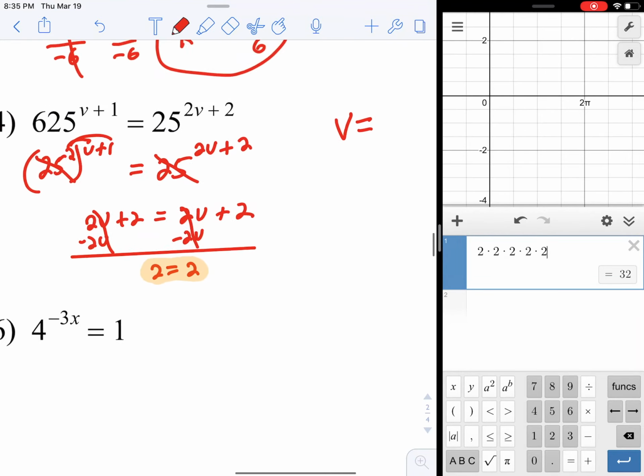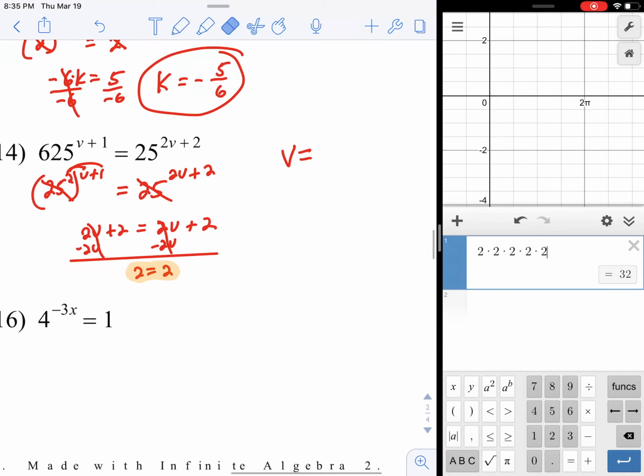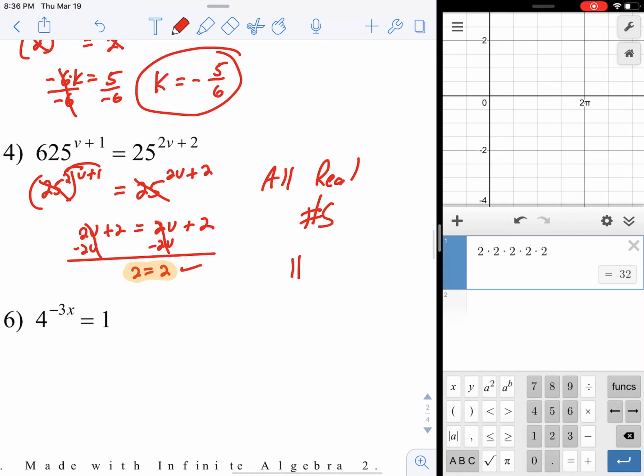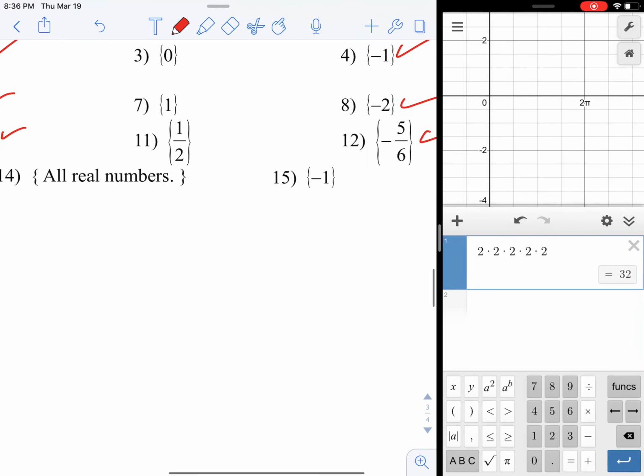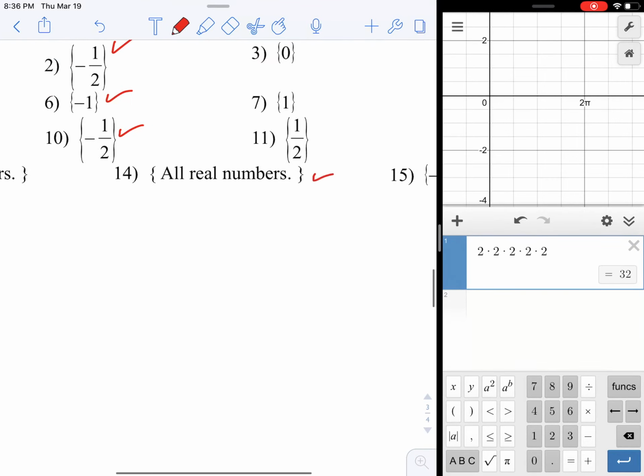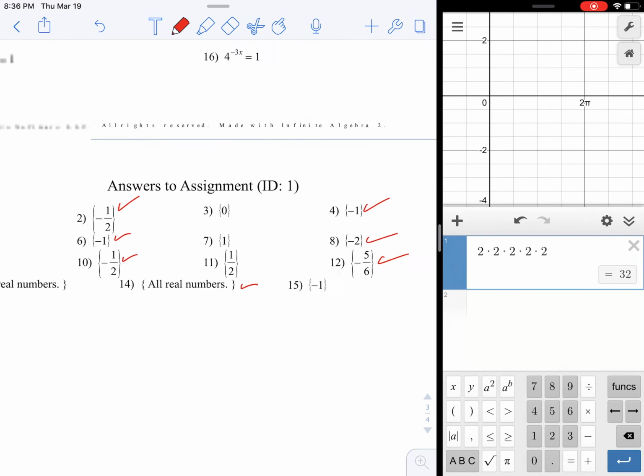So if you recall, this has happened before in class. If the variable completely disappears and you're left with a true statement, that means all real numbers are the solutions, or the symbol for that is that funny capital R with 2 sticks on it. So let's look at number 14, and you see right there, all real numbers.